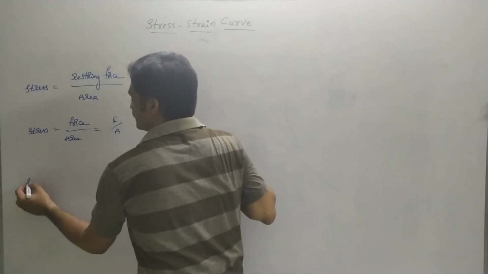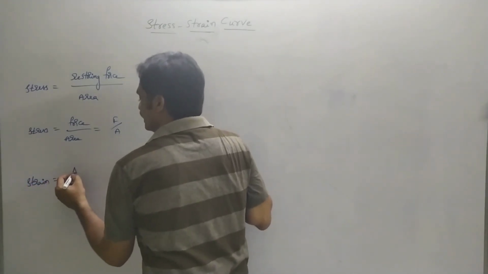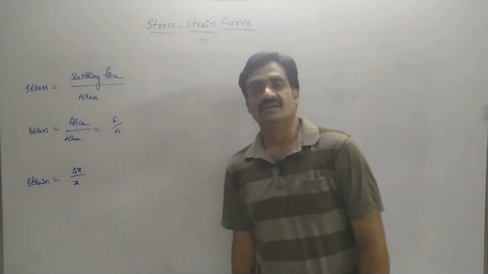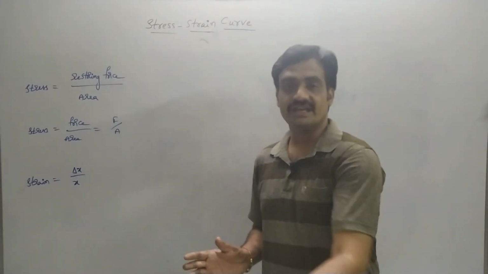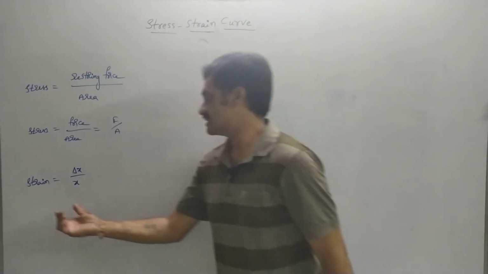Similarly, we can represent strain. Strain is equal to the change in dimensions divided by the original dimensions, where it might be along the length, the area, or the volume. So based on that, we can represent the strain.